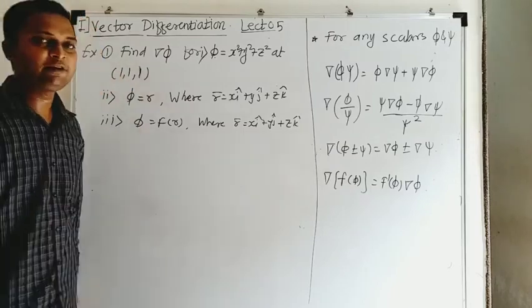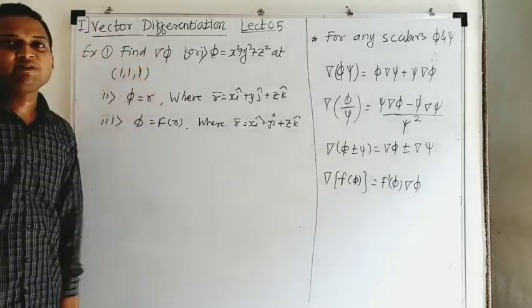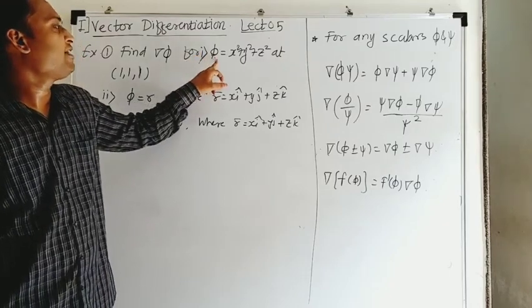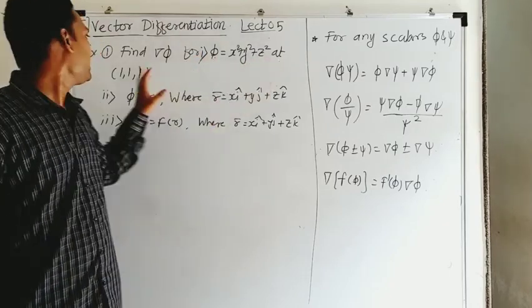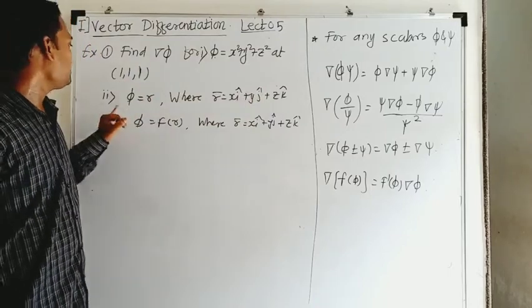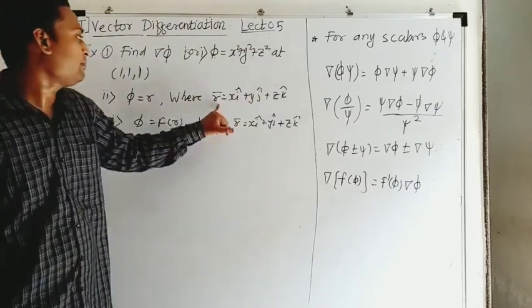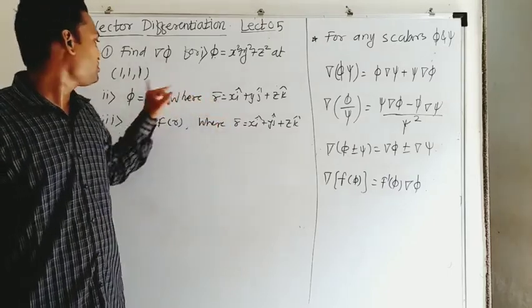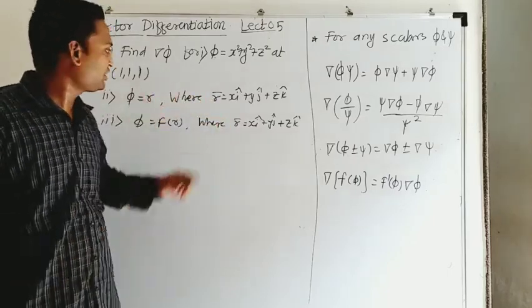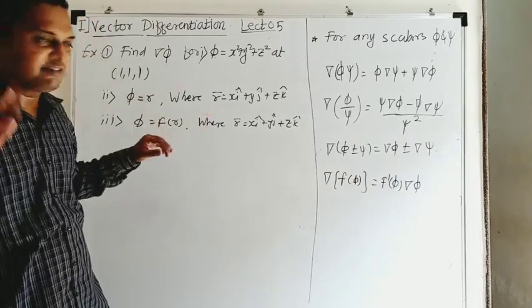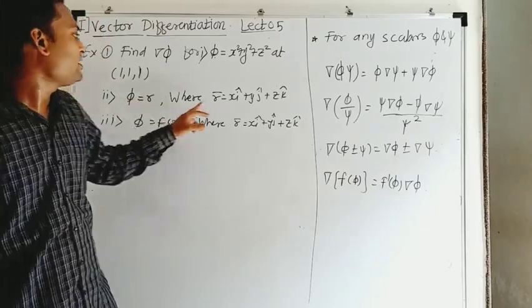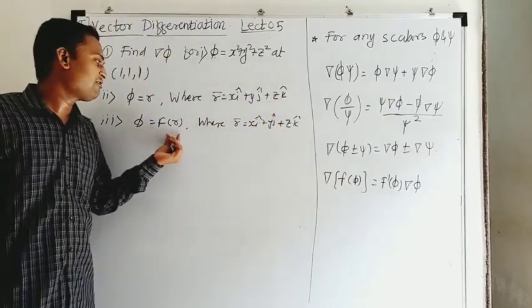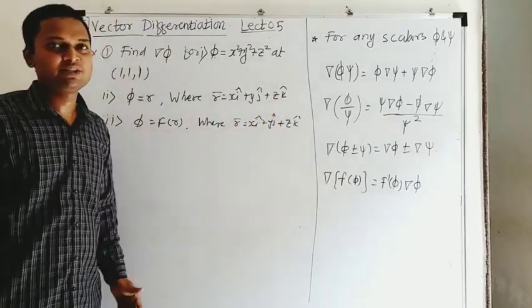So the first example I have taken: find del phi, meaning find the gradient, for this function phi equal to x square plus y square plus z square at this particular point. Second is phi equal to r, where r is the magnitude of r bar. Whenever the bar is removed, that quantity is the magnitude of that vector. So phi equal to r, where r bar is xi plus yj plus zk. And third, phi equal to f of r, where r bar is xi plus yj plus zk.